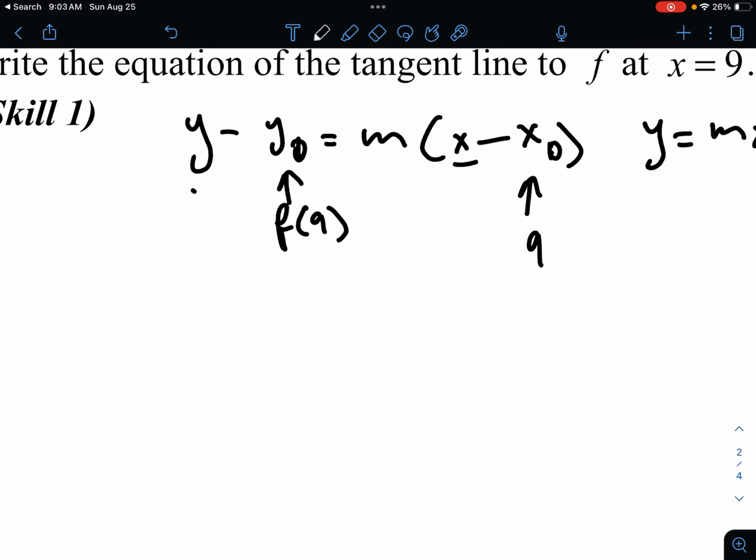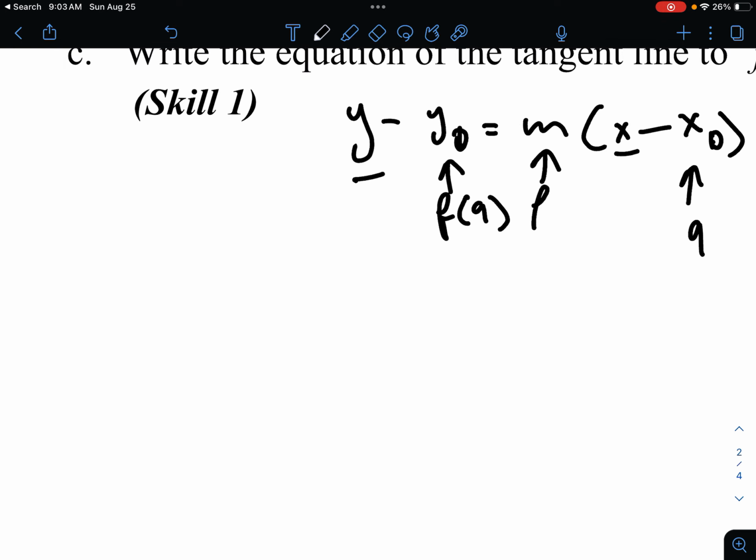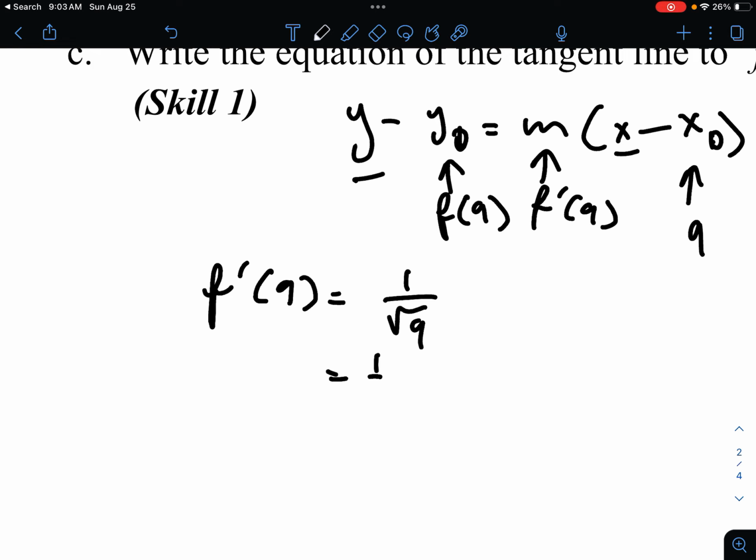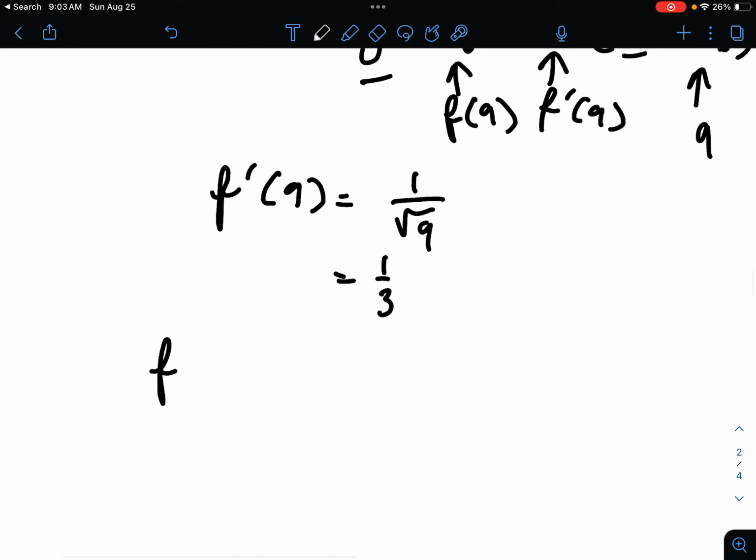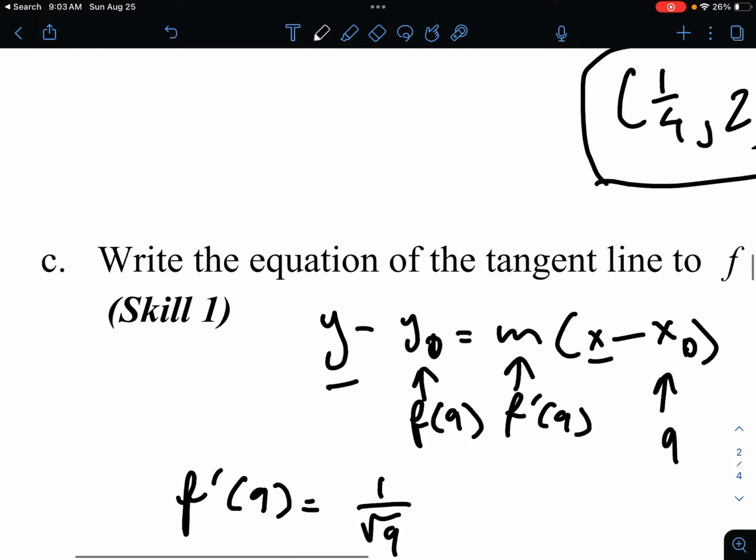And then these are kind of your y and x variables. And then you have to find the slope. So to find the slope, I'll just say f prime of 9 is equal to 1 over root 9, which is going to equal 1/3. Cool. So now f of 9 is going to equal 2 root, oh my god, wait.